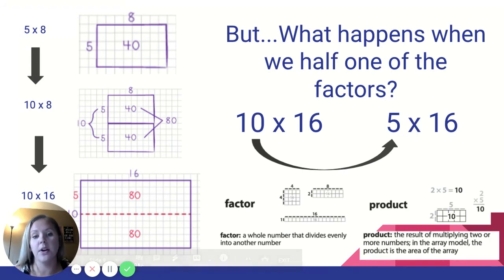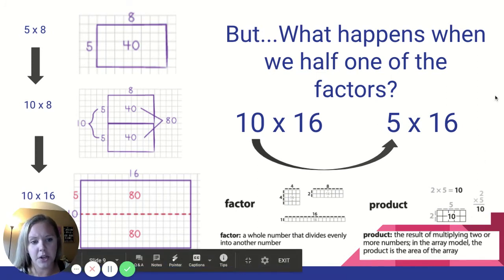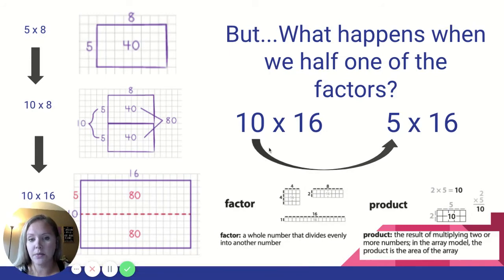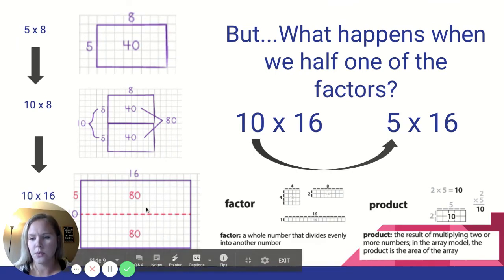We know when we double one of the factors, the answer doubles. But what if we cut one of the factors in half? So now what we're going to do is think about this equation right here, 5 times 16. So remember the last one we solved was 10 times 16. So all that's happening here is we're cutting that 10 in half. So what do you think is going to happen to the answer or the product?